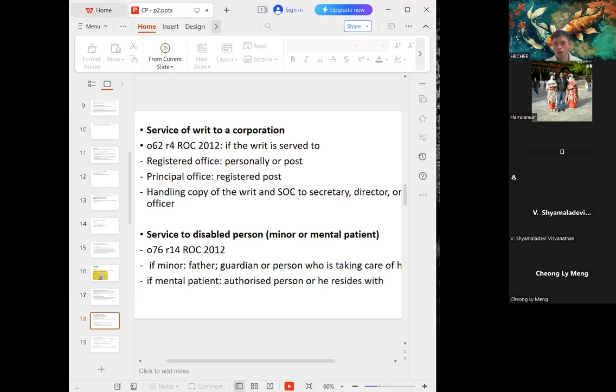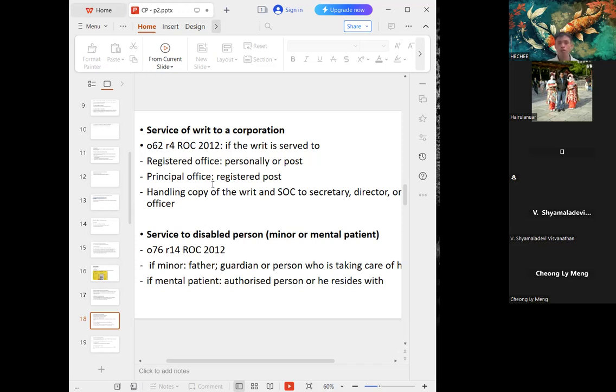Yes, Sandeep, you are correct. Registered means the registered address, usually the address with which the company is registered with the company secretary. Principal means the principal place of business. Thank you. The registered office, you serve personally or by post. But if you are going to serve on the principal office, it is via registered post.